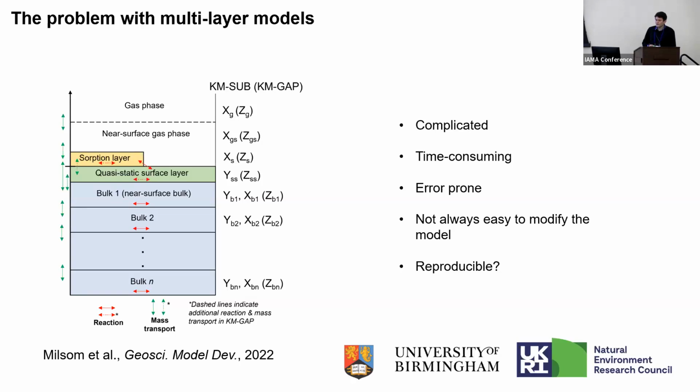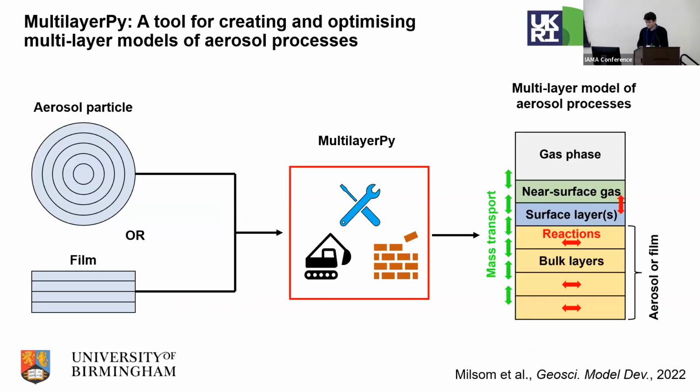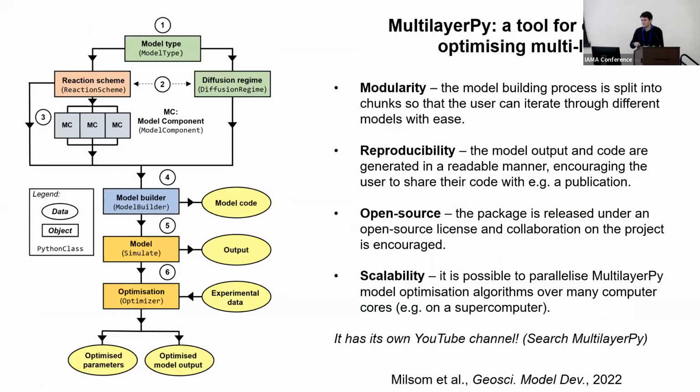So that's where MultilayerPy comes in. We've gone back to this concept. On the left-hand side, we've got our idea for a multi-layer model for a particle or film, and I want to get to the right-hand side. I need to get to this model side, but I don't know how to do that. So let's use MultilayerPy, which is the toolbox to do that. If you've been asleep the whole time, the take-home message is MultilayerPy will do this for you. And here's the cell for it.